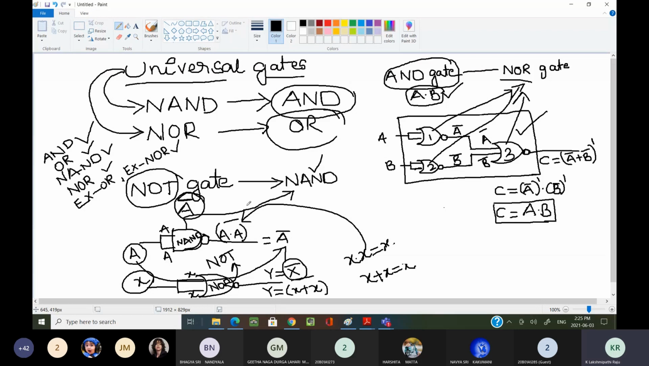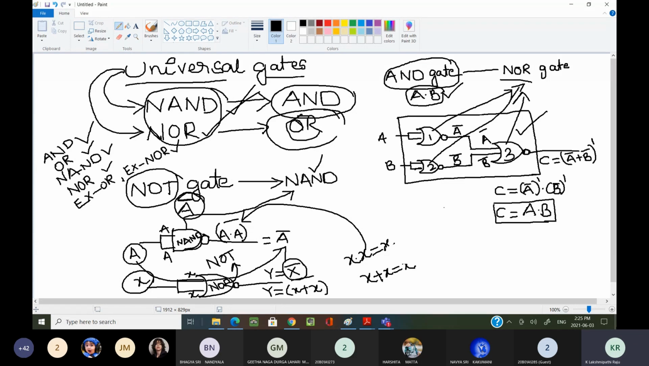Because of this reason, you can design not only the AND gate. If you want to design an OR gate by using NOR gates, you can do the same thing. If you want to design an OR gate by using NAND gates, you can design that too. You can design any kind of gate. That is the reason we call these two gates universal gates. I hope you are understanding.